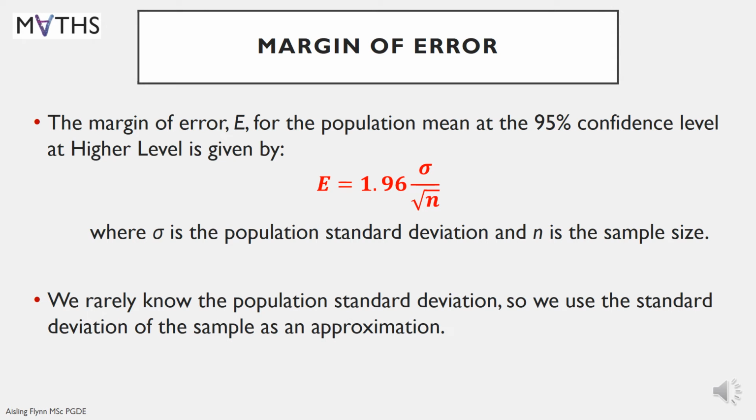However, we rarely know the population standard deviation, so we use the standard deviation of the sample as an approximation. So if you don't know sigma for the population, you can use the value for the sample.